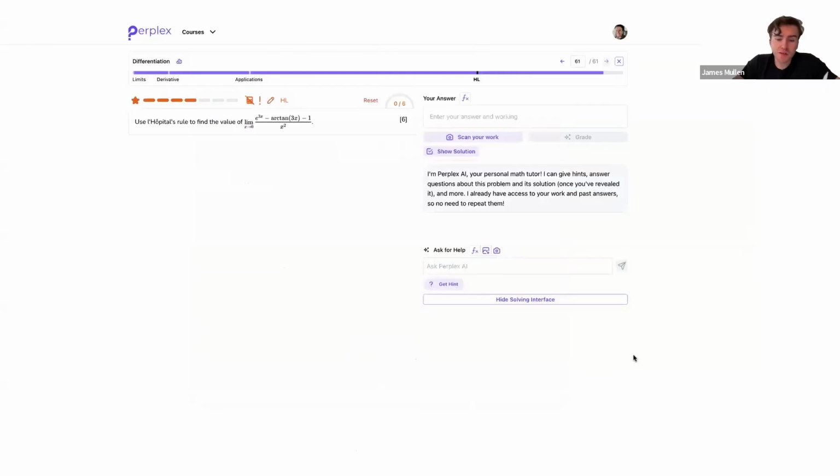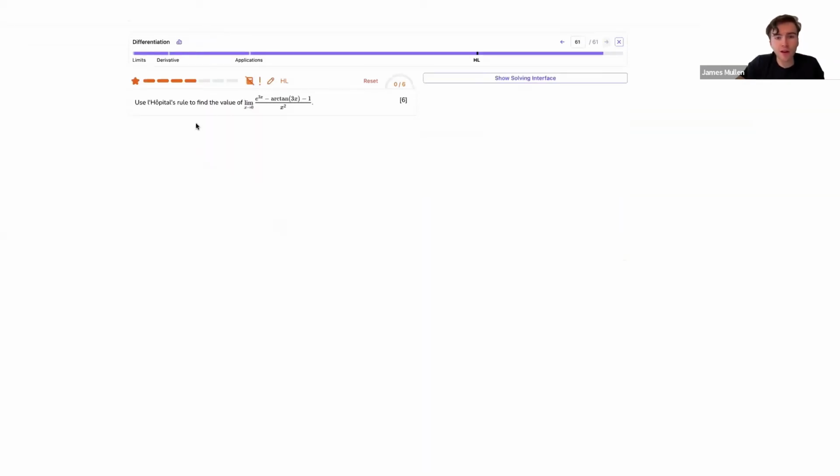All right, last question of the day, a L'Hopital's rule example. I'm going to give you 2 minutes to start. So if I plug in 0 into this function, I get e to the 0 is 1 minus arctan of 0, that's 0 as well, minus 1. So I get 1 minus 1 is 0 divided by 0. So I have a limit 0 over 0. So I use L'Hopital's rule.